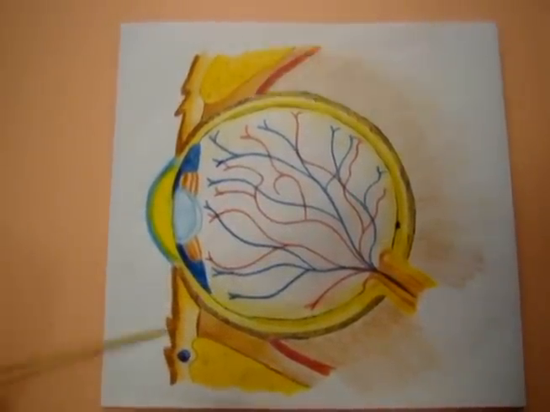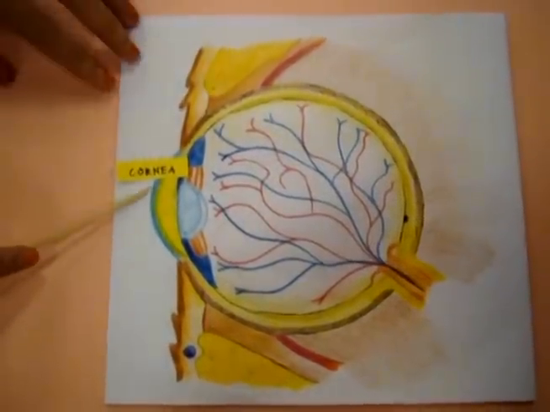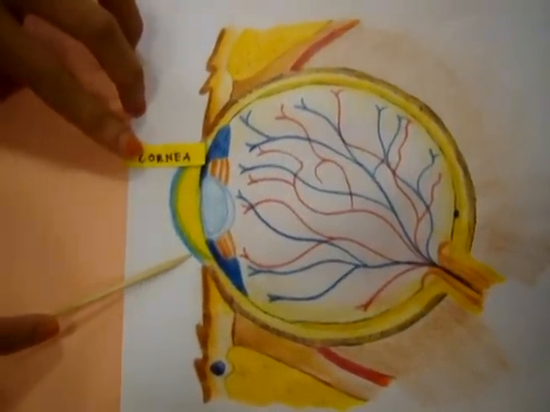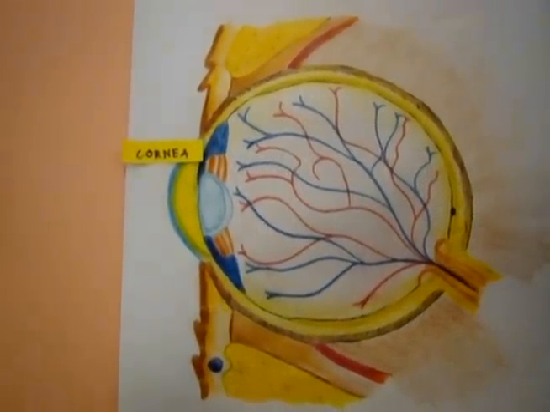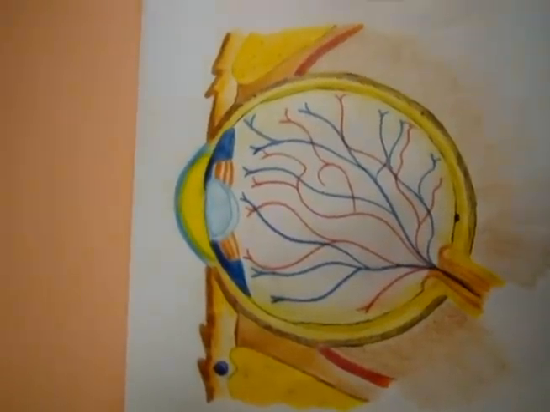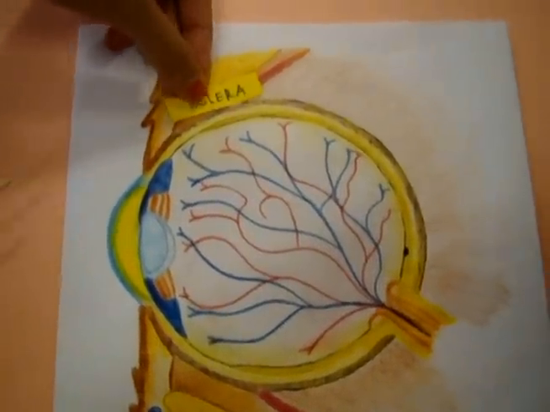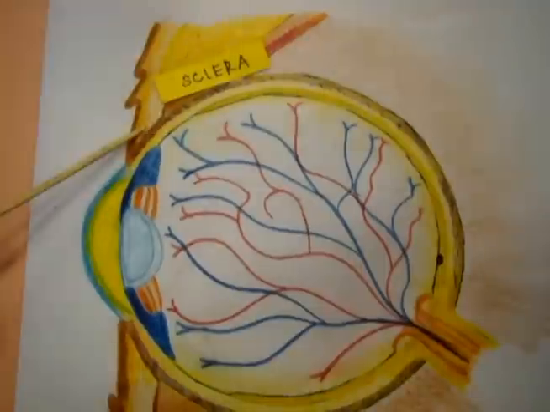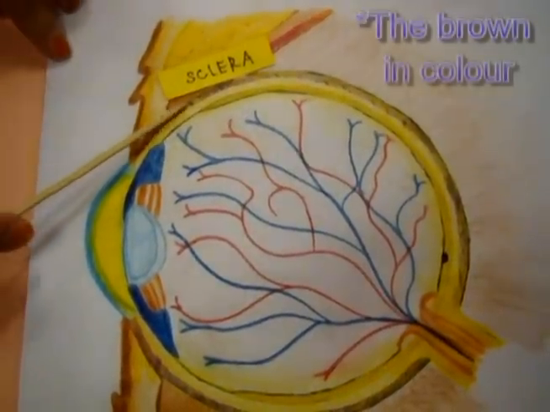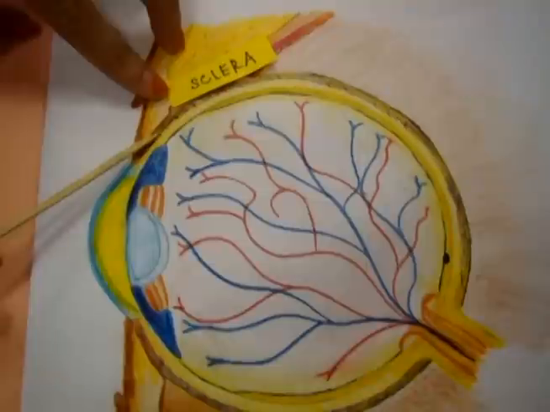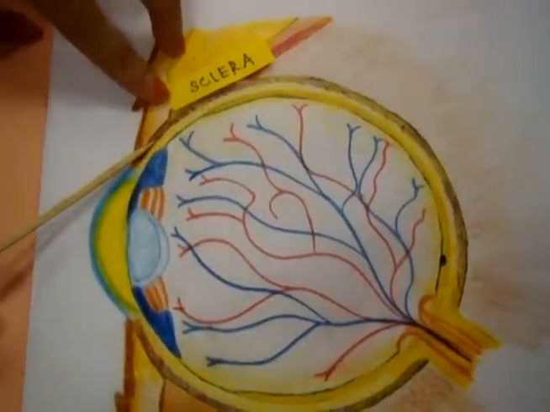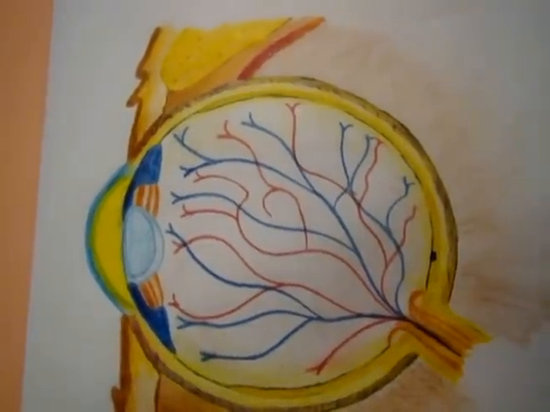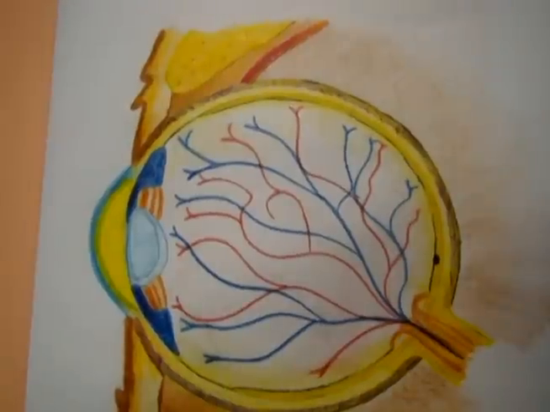The first structure is the cornea. The cornea is a transparent fibrous coat that covers the colored iris. It helps to focus light rays onto the retina. The second structure is the sclera. The sclera is the white part of the eye. It is a coat of dense connective tissue that covers the entire eyeball except the cornea. The sclera is the brown part that's shown in the picture. It gives the eyeball its shape, makes it more rigid and protects its inner part.